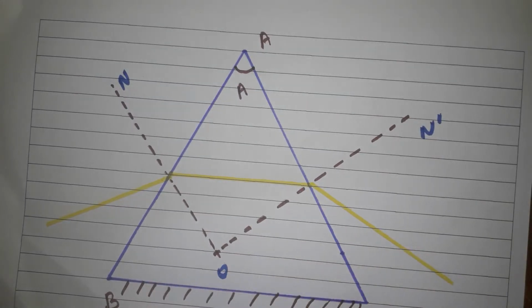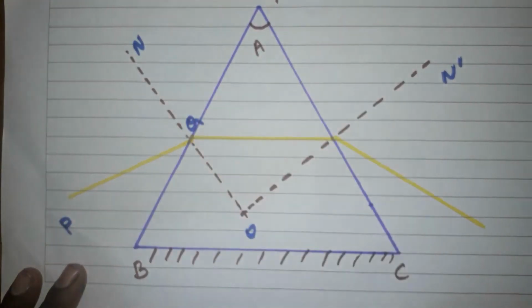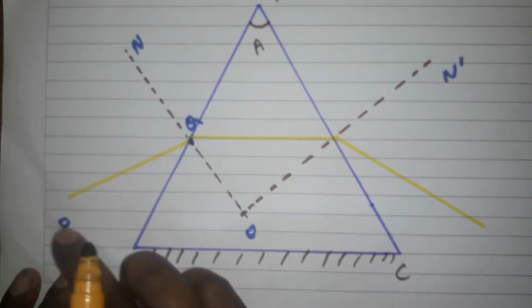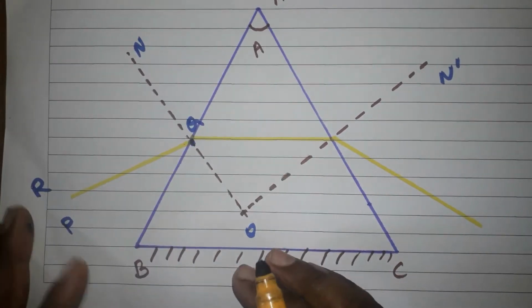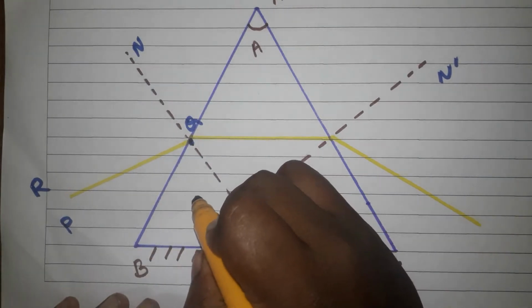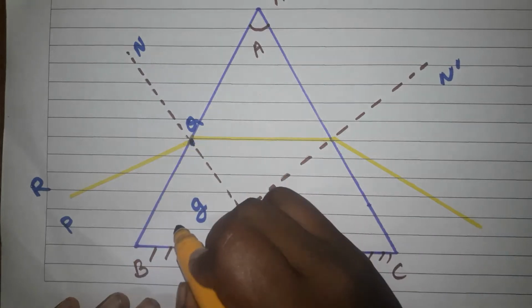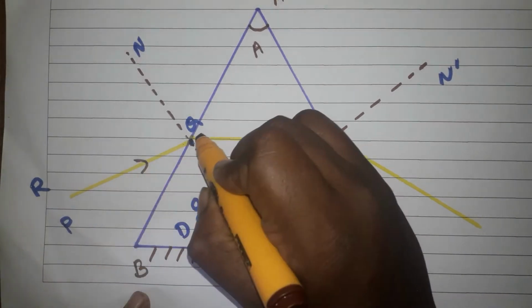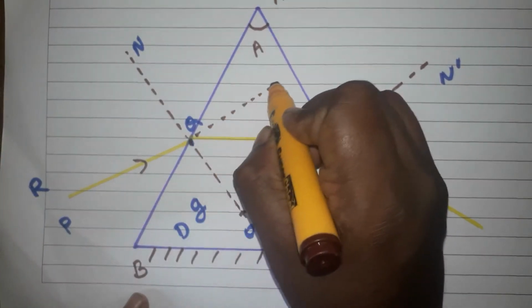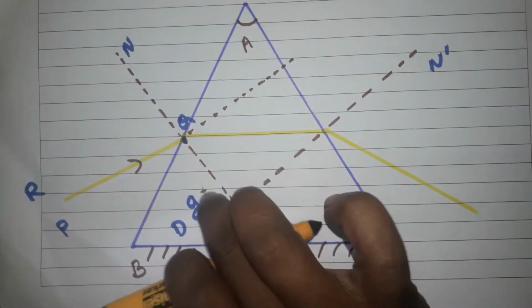Now PQ is the incident ray. At the point Q, the light is going from a rarer medium to a denser medium. Rarer medium is the air medium, and denser medium is the glass medium. The light travels from air to glass, from rarer medium to denser medium. When the light goes from rarer to denser medium, it deviates towards the normal. The light is not going straight, it is getting deviated towards the normal, because this is the normal.